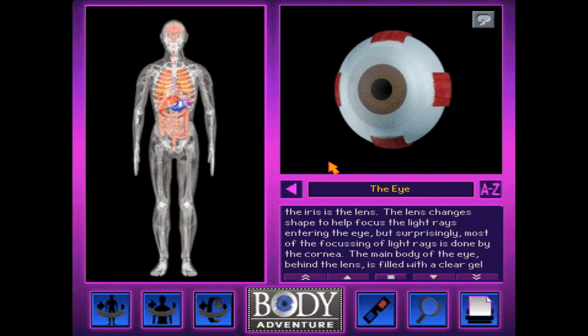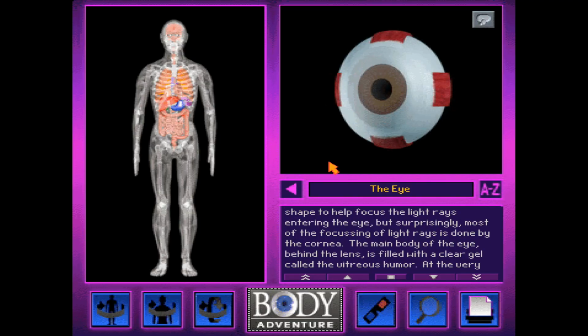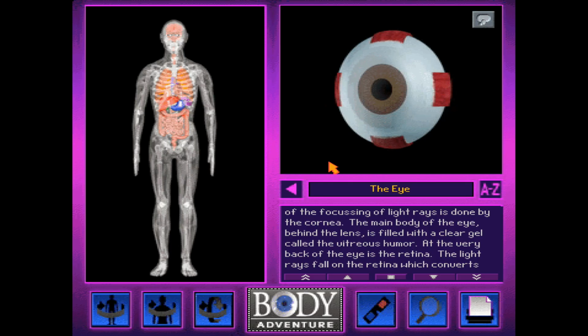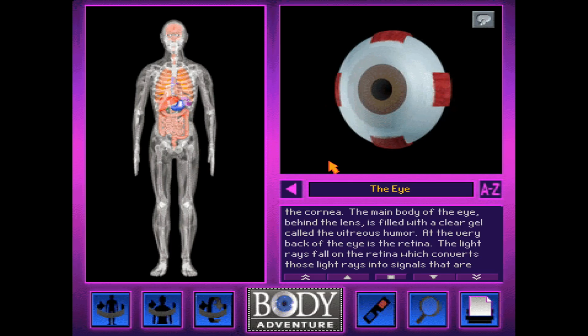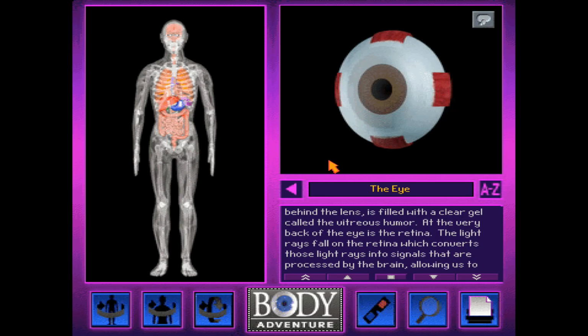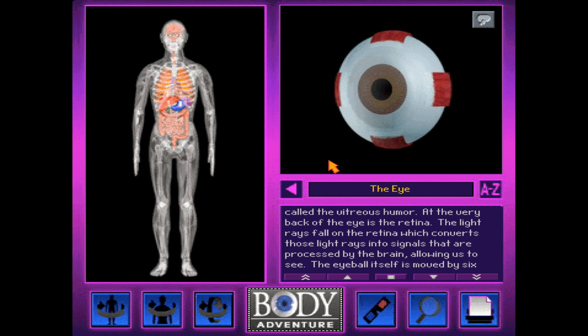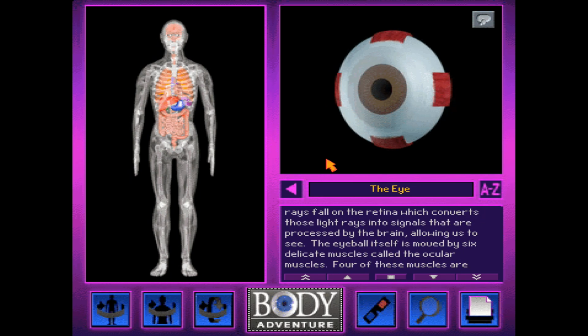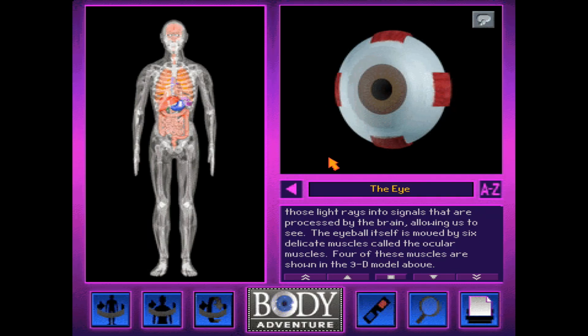But surprisingly, most of the focusing of light rays is done by the cornea. The main body of the eye behind the lens is filled with a clear gel called the vitreous humor. At the very back of the eye is the retina. The light rays fall on the retina, which converts those light rays into signals that are processed by the brain, allowing us to see.